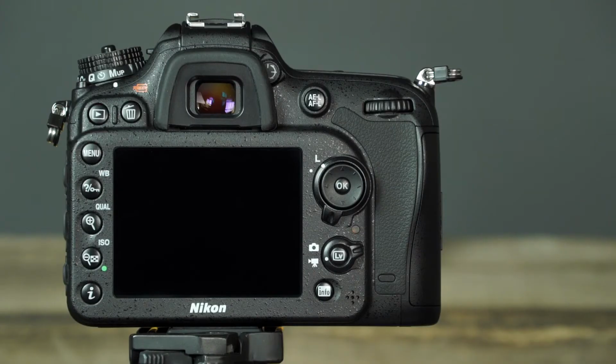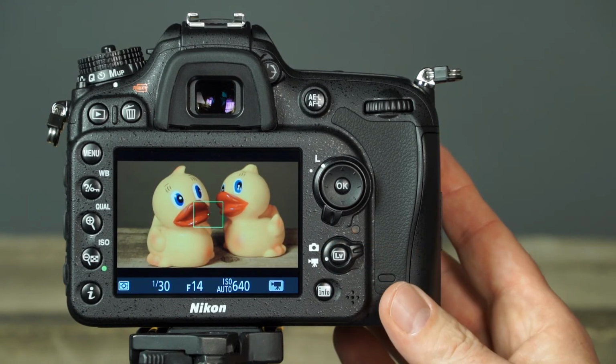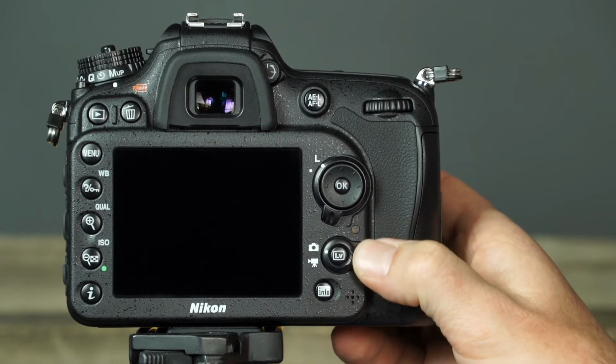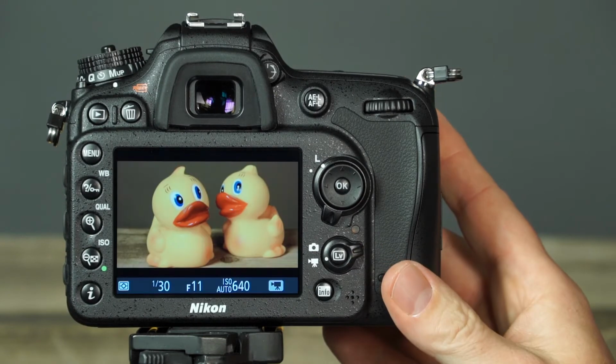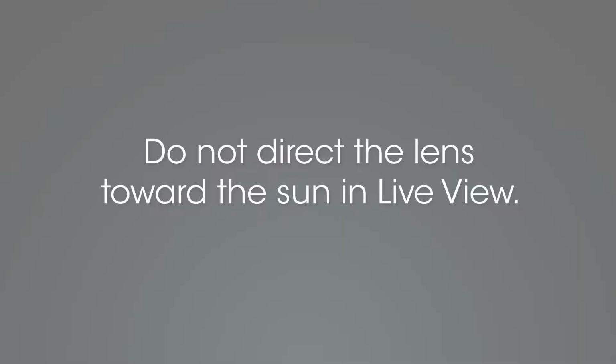The Nikon D7200 has 2 great features that can help you capture great photos and amazing HD video. Let's discuss the camera's live view and movie modes. To shoot in live view or prepare for movie recording, press the live view button. You can use the live view selector to choose whether to shoot still images or movies. Please note that it's important to avoid directing the camera's lens toward the sun in live view and movie modes, as this can seriously damage the camera's internal components.